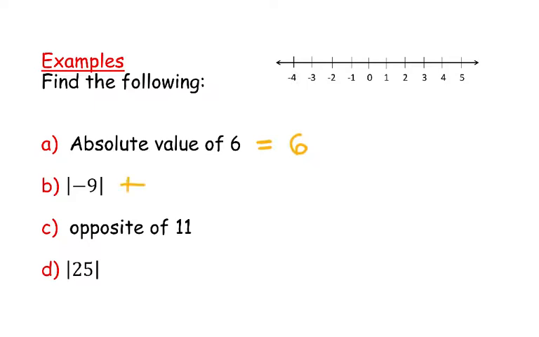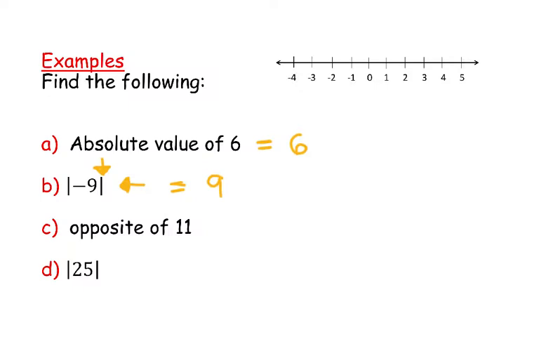Here they are asking you to find the absolute value of -9. Remember that these vertical lines represent absolute value. They are asking you to find the absolute value of -9. So how far is -9 from 0? Even though it's on the negative side, the left side of your number line, they just want the distance. So -9 is going to be 9 units away from 0. So the answer is +9.